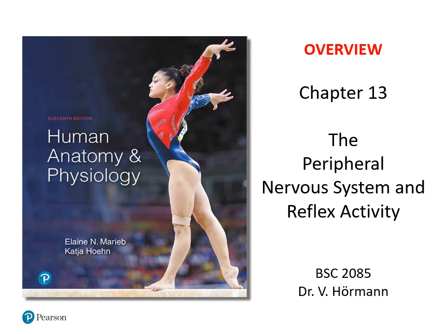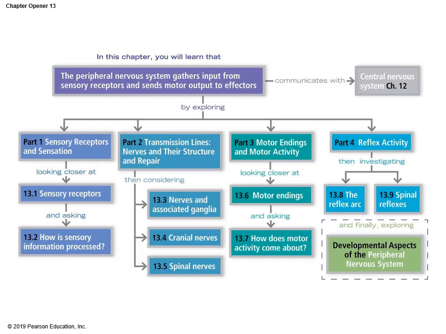Now, in 11 and 12, we focused on the nervous system, and we started learning about the main components and their overall functions. What 13 and 14 are going to do is emphasize the peripheral nervous system and the reflex activity for 13. And then when we get to chapter 14, we're going to take a look at the autonomic nervous system, which of course is also part of the peripheral nervous system.